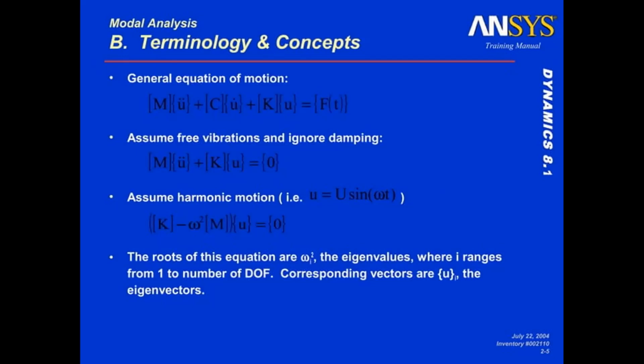By ignoring the damping, for free vibrations the equation can be modified into M u-double-dot plus K u is equal to 0. The damping force gets removed. Assuming harmonic motion, u equals u0 sine omega t, where omega is the angular frequency, giving K minus omega squared M times u equals 0. The roots of the equation, omega squared, are the eigenvalues, where i ranges from 1 to the number of degrees of freedom, corresponding to the eigenvectors u.